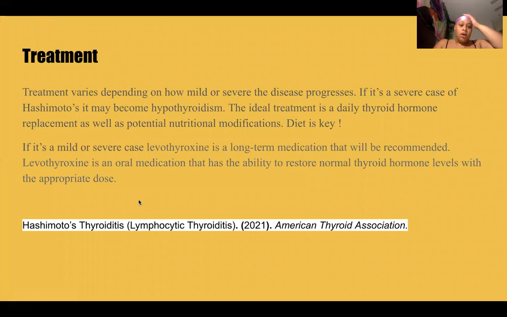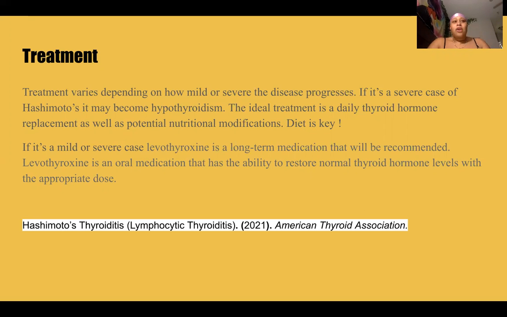As I said before, with the treatment, diet is key. But in more severe cases of Hashimoto's, they'll put you on a daily thyroid hormone replacement if you don't want to get on medication. That would be an alternative. But if it is mild or severe, they'll just put you on levothyroxine. I don't want to butcher that word, but I just did anyway. It will be long term. You'll probably take it until you die, and it just serves to restore your normal thyroid hormone levels, and nothing else. The only problem is my dad took it and it made him sick for a while.